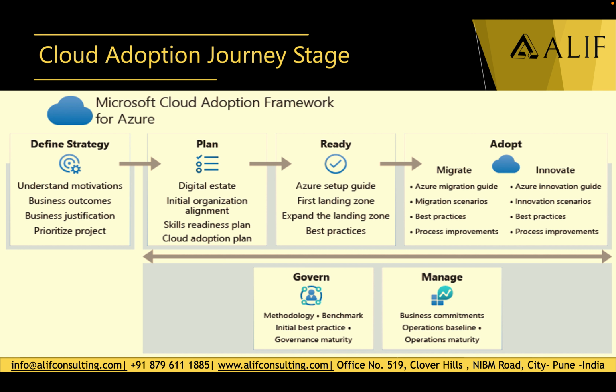So this is how your cloud adoption journey looks like. It has 6 stages. It starts from defining the strategy, and then planning, and then ready, and then adopt, and then govern, and then manage. So it has a total of 6 stages, and all these stages have their best practices and implementation guidelines which you can follow to successfully complete your migration to the Azure cloud.